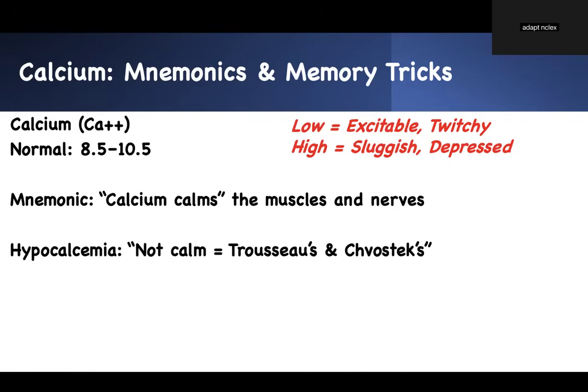Hypocalcemia, my calcium is low. Therefore, I'm going to be twitchy and excitable. So that is not calm. Trousseau and Chvostek signs. Those are signs because I'm jumpy and my calcium is too low.